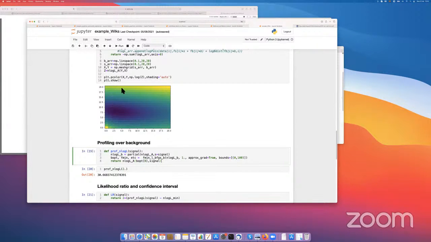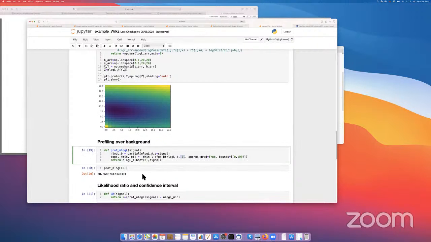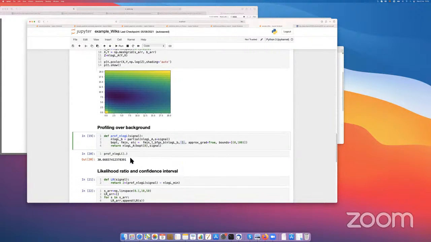So I am doing this procedure. I'm fixing S, and for a given S, I maximize my likelihood with respect to B. Okay, and this is what I get. For example, if I put another value here for S, then I get another value of the profile likelihood. So after this procedure, I have gone from a total likelihood to a reduced likelihood, which is a profile one.